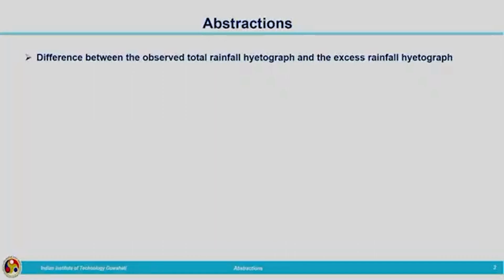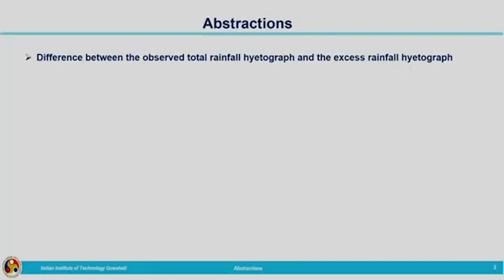Now, we will look into abstractions. Abstraction is a general term used for representing the losses from the rainfall which has occurred on the ground. We can define abstractions as the difference between the observed total rainfall hydrograph and the excess rainfall hydrograph. When defining the excess rainfall hydrograph, I mentioned that it can be obtained after deducting the water lost to satisfy the storage components and also the water lost as infiltration. Abstractions are defined as the difference between the total rainfall hydrograph and the excess rainfall hydrograph. That is, it represents the water which is retained and also which is infiltrated into the ground.